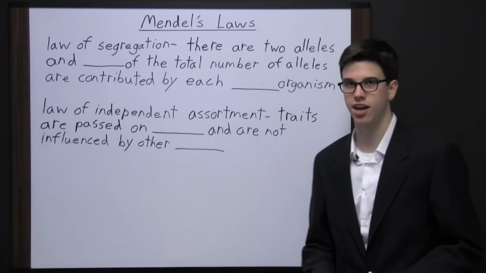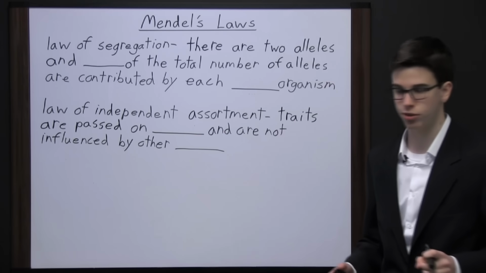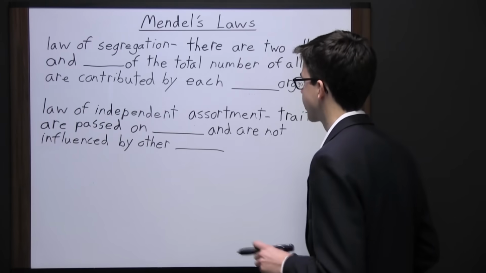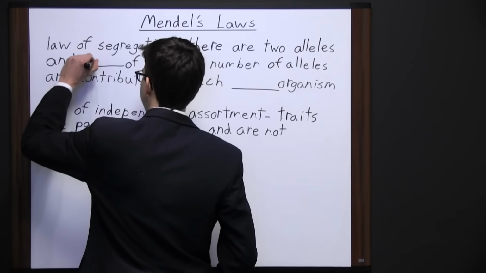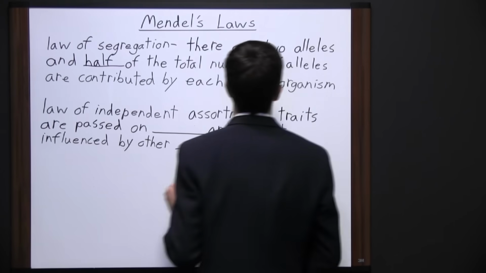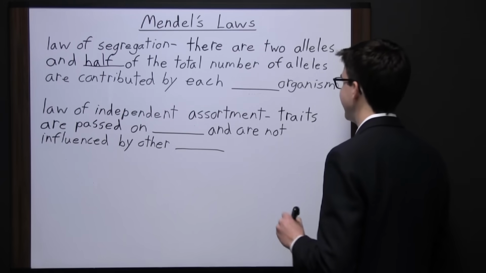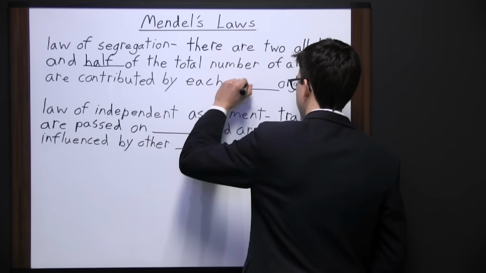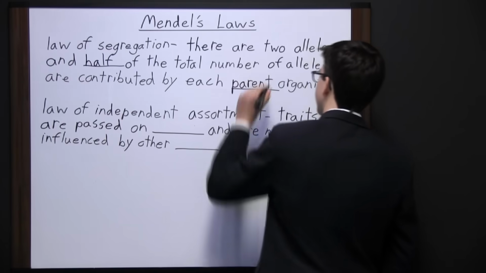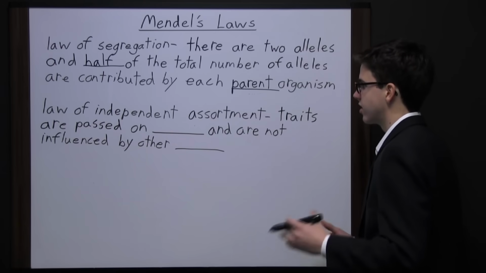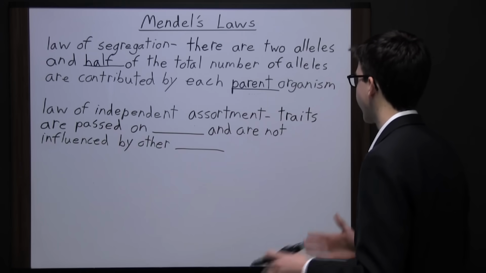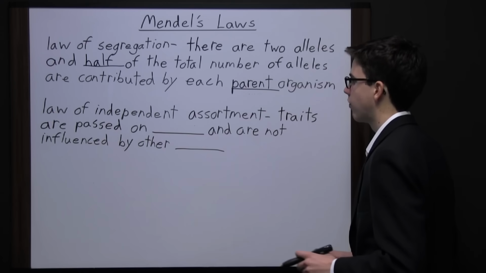Mendel's laws consist of two laws pertaining to genes. The first being the law of segregation, which says there are two alleles and half of the total number of alleles are contributed by each parent organism. So that makes sense. There's two parents and each parent does half of what needs to be done as a whole. And so they each care for their half of the load.